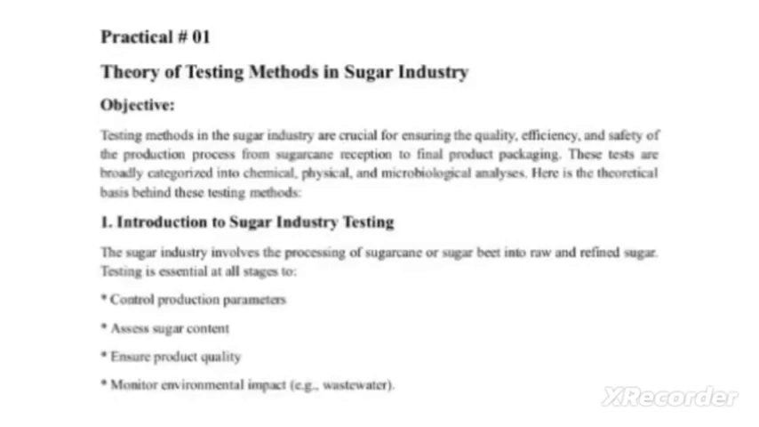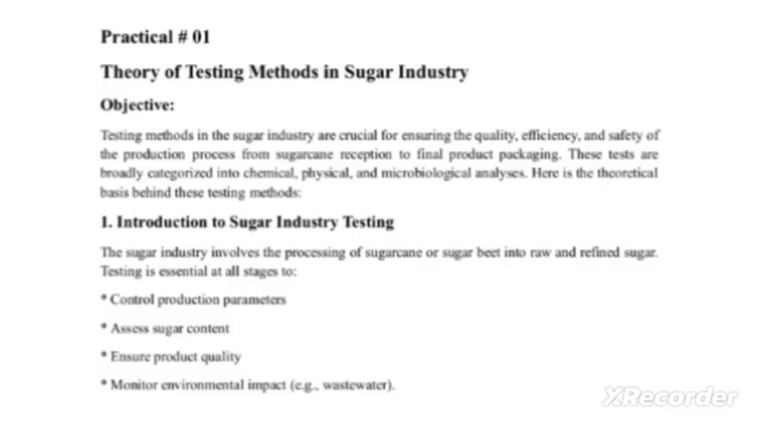Today the topic of my practical presentation is theory of testing method in sugar industry. First of all, objective. Testing methods in sugar industry are crucial for ensuring the quality, efficiency and safety of the production process from sugarcane reception to final product packaging. These tests are broadly categorized into chemical, physical and microbiological analysis. Here is the theoretical basis behind these testing methods.